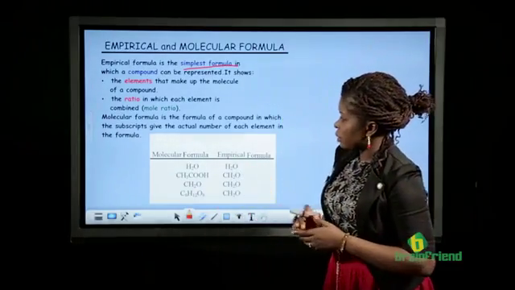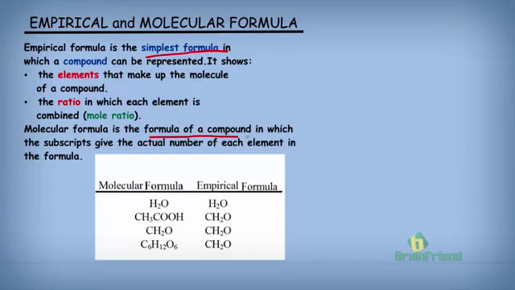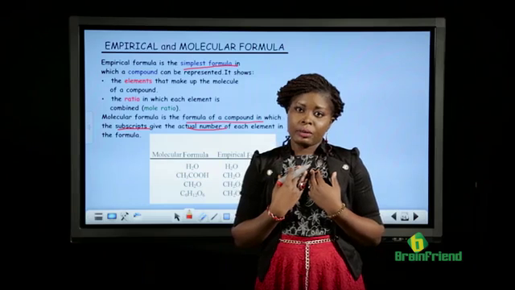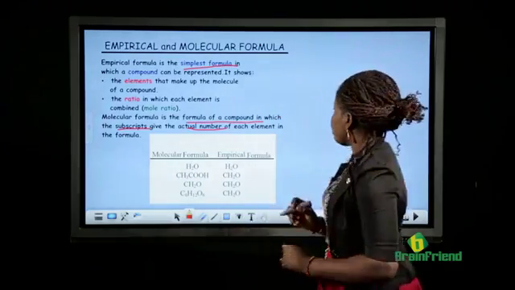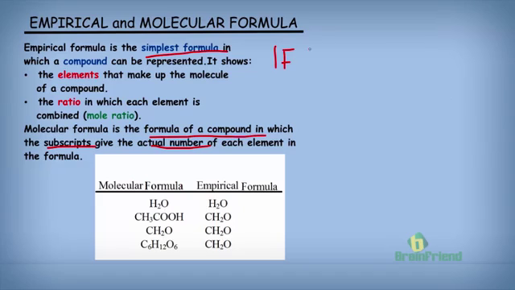Now, look at the molecular formula. We say it is the formula of a compound in which the subscripts give the actual number of each element in the formula. Now, the definitions may not make much sense, but let's give a simple analogy to help us understand the difference between empirical and molecular formula. Let's say I use my family as an example. So let's say my family is made up of one father, one mother, and say 10 children.